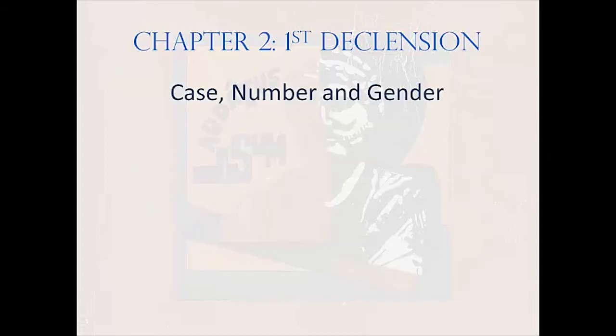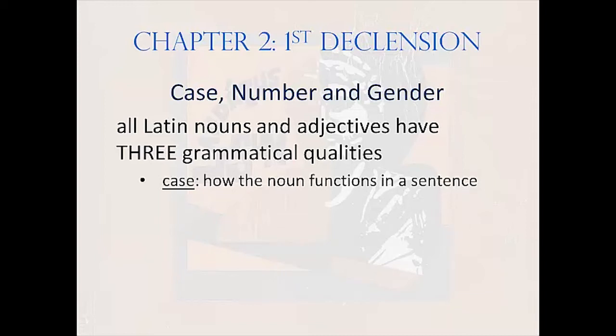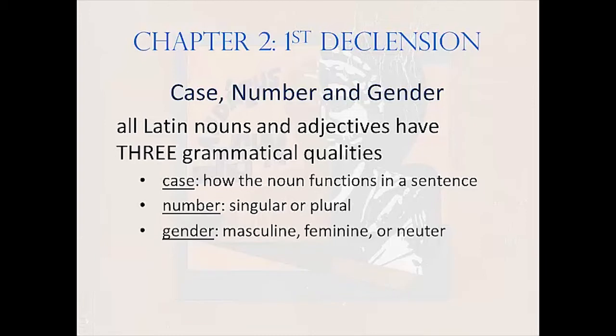First, let's look at the 3 basic characteristics of every Latin noun: case, number, and gender. All Latin nouns and adjectives have these 3 grammatical qualities. First, case, how the noun functions in a sentence. That is, is it the subject, the direct object, the object of a preposition, or any of many other uses? Second, number, singular or plural, and third, gender, masculine, feminine, or neuter.